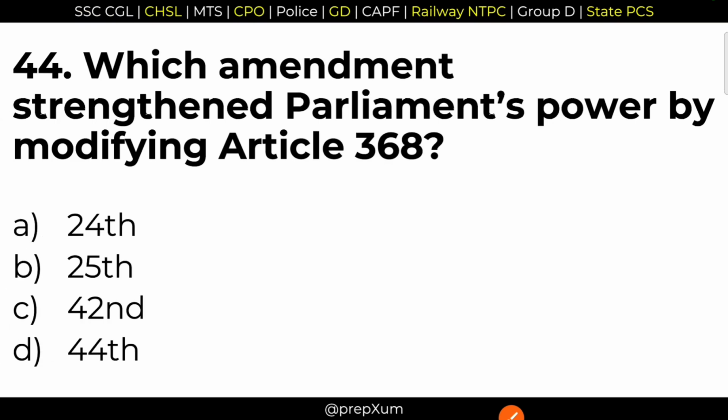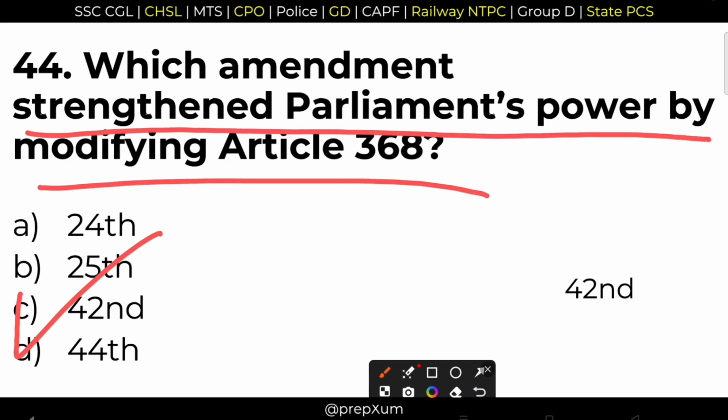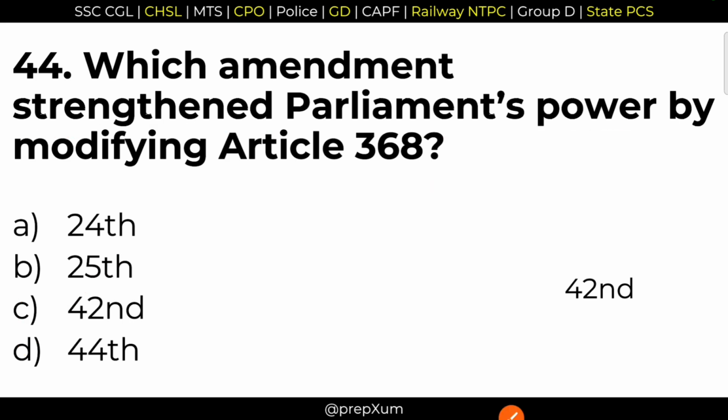44. Which amendment strengthened Parliament's power by modifying Article 368? It was option C, 42nd. The 42nd Constitutional Amendment Act strengthened the Parliament's power to modify Article 368.